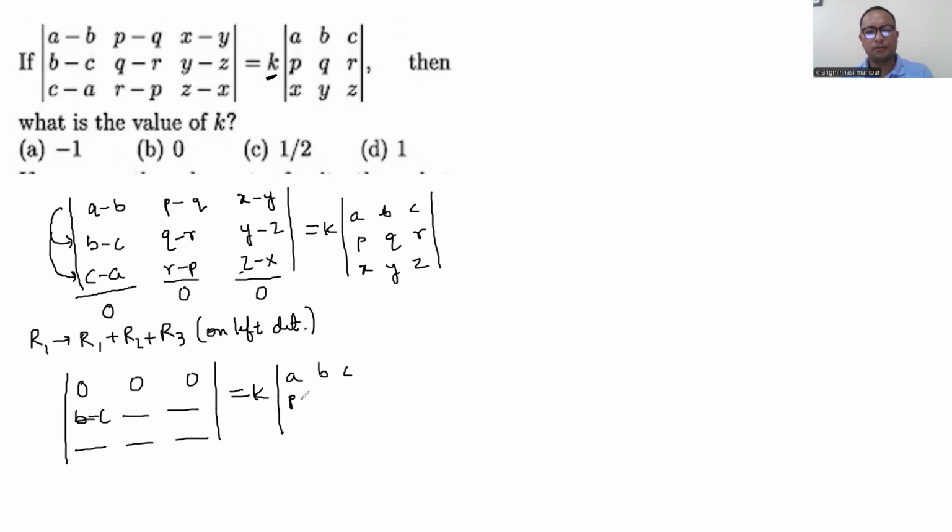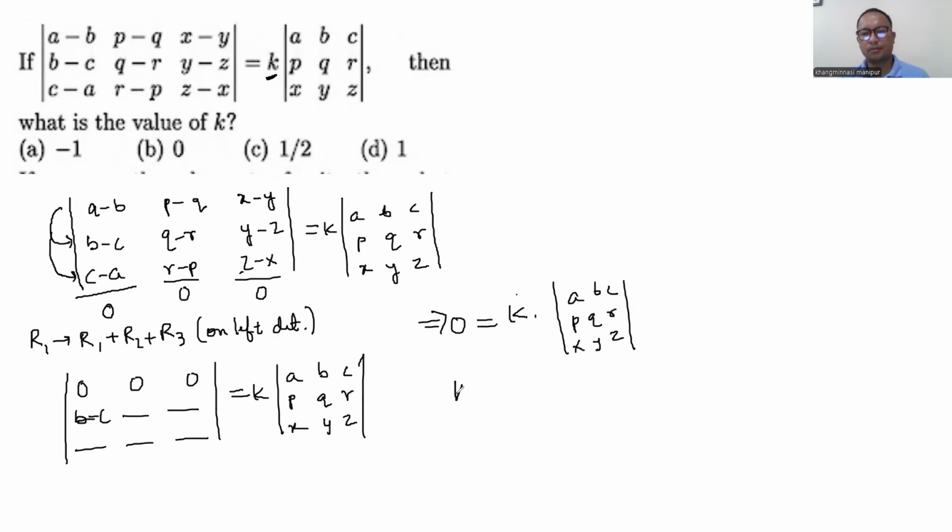Now the determinant has a row of zeros, so the determinant is 0. So the left side determinant is 0, then k times some determinant. What I'm saying is that the left side equals the right side, so the value of k is going to be 0, right? The value of k is 0.